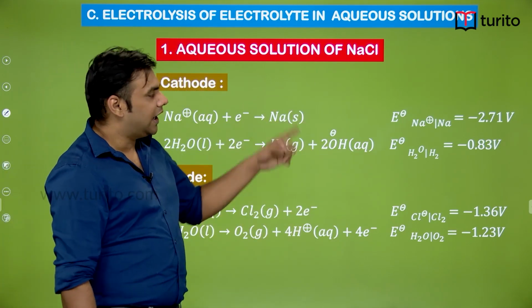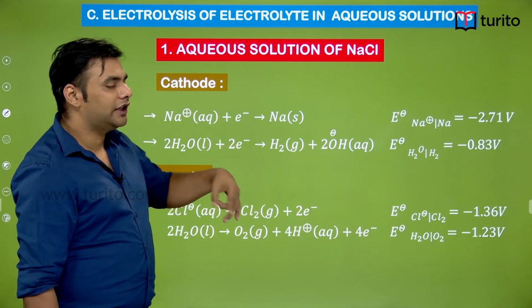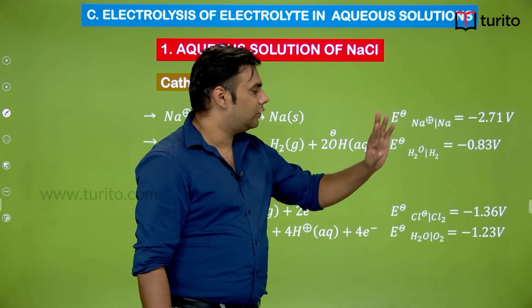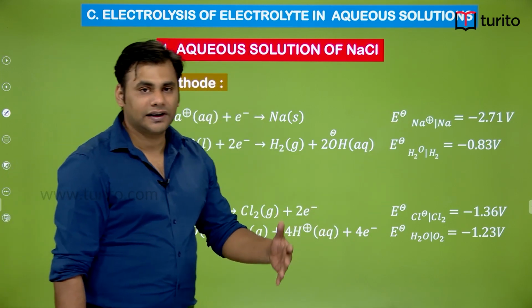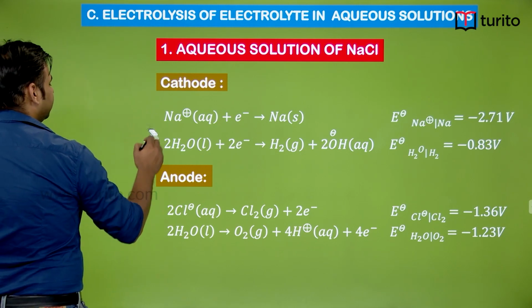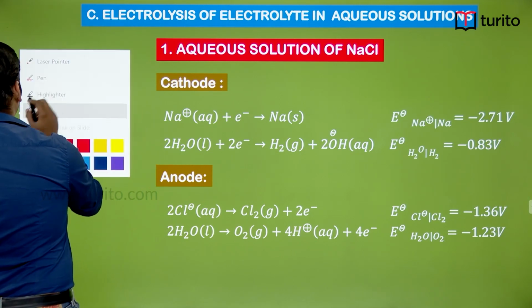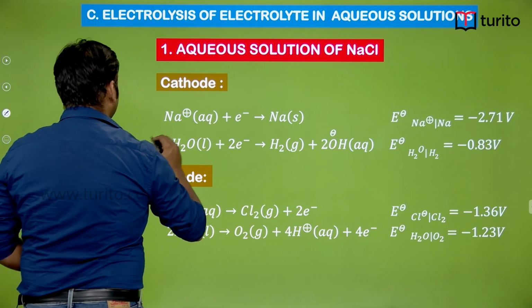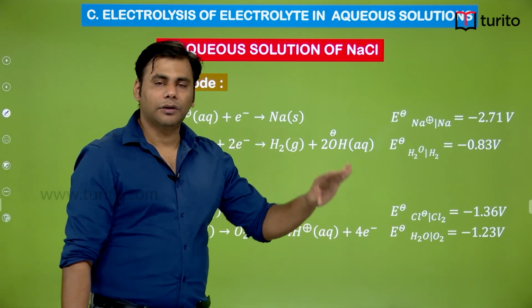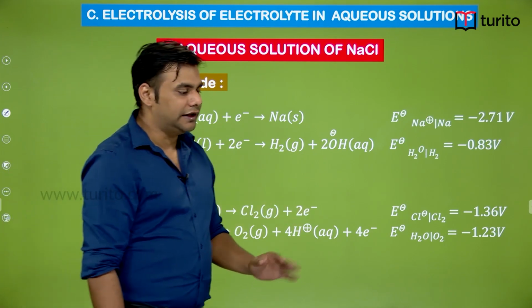Now out of the two reactions, which reaction has more tendency to happen at the cathode? We know that the reduction potential of water to hydrogen is less negative. So this would be the main reaction happening at the cathode. Water would get reduced. You have to remember this reaction. If you remember this reaction, questions will be very easy to solve.